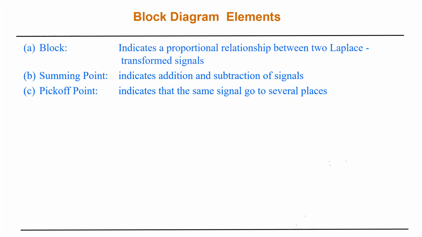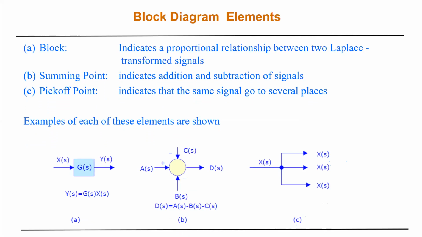You have a signal and you want to feed it to more than one place. I call it a pickup point. The representation, those are the elements. This is basically the block diagram. It says a relationship between two Laplace transform signals, y and x.